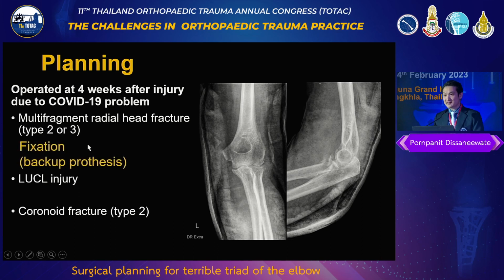But in this case, I think if you do it early, we can do fixation. But I'm not sure now. It's like a month, so it's maybe malunion, and I was not sure. When I took it off, from the malunion press, it's maybe cracked or something. So I also back up the prosthesis as well. For the LUCL, sure, for repair if we go to operation.